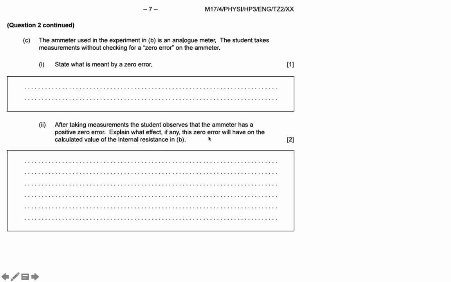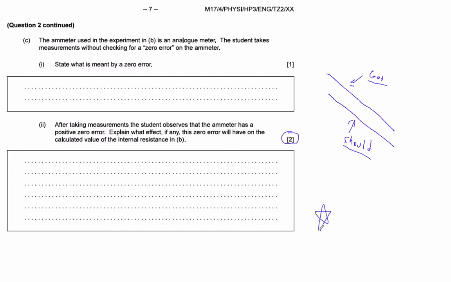So what effect, if any, would this zero error have on the calculated value of the internal resistance? Remember what we did to find that. Here is what they got. This is what it should be. Let's see what you were trying to make. Let's see what you really made. All right, good enough.